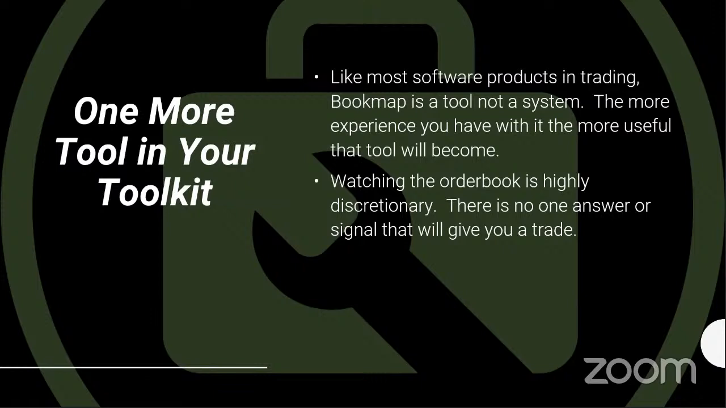Watching the order book is highly discretionary, guys. It's not a "when this happens, do this." It's not a system like that. It's discretionary because there's so many nuances in it. It's more of an art than a science, I would say. There's no one signal to give you a trade. There's a lot of things that you put together, putting these pieces of the puzzle together to make a trade.